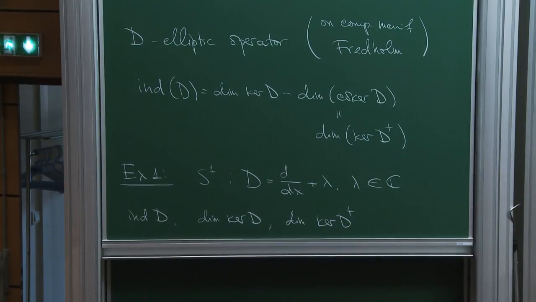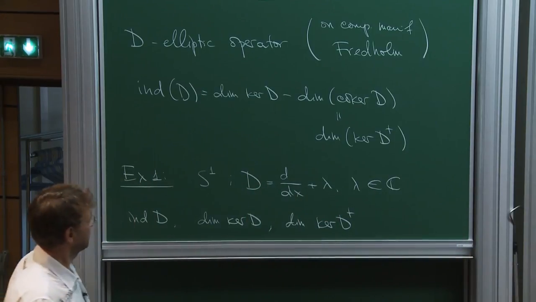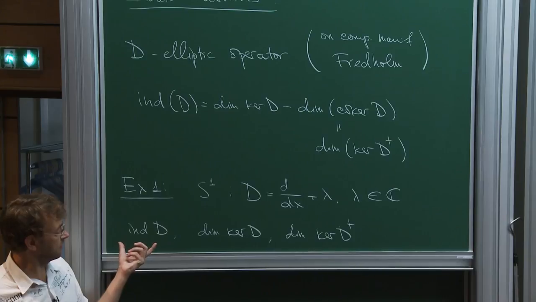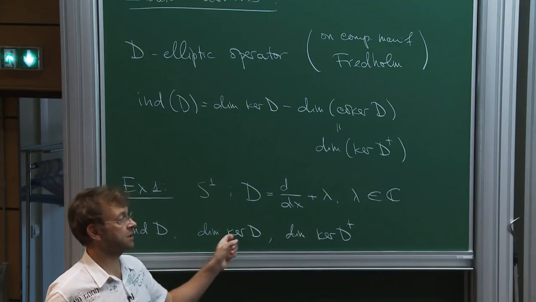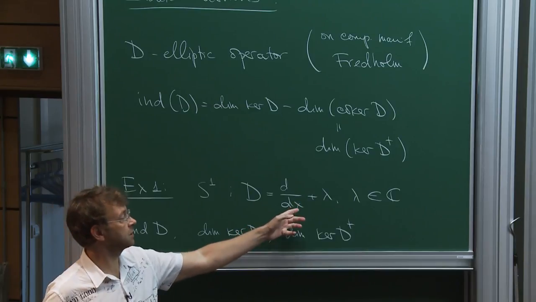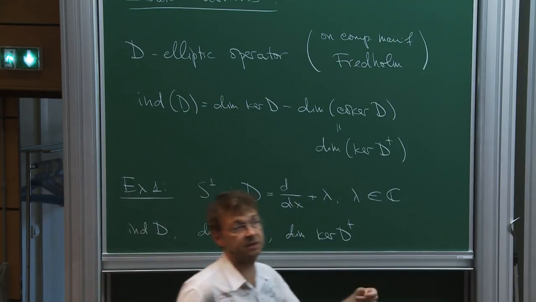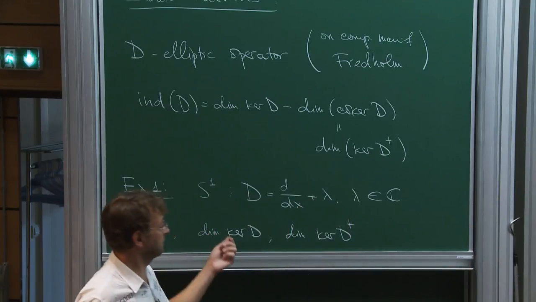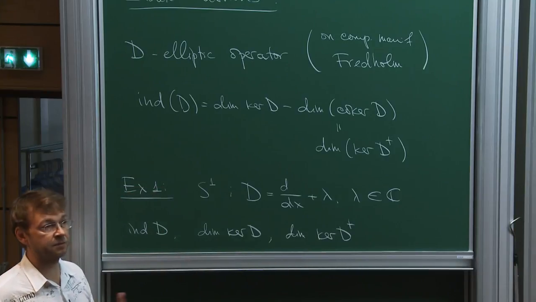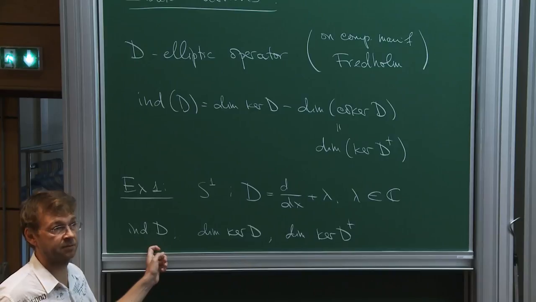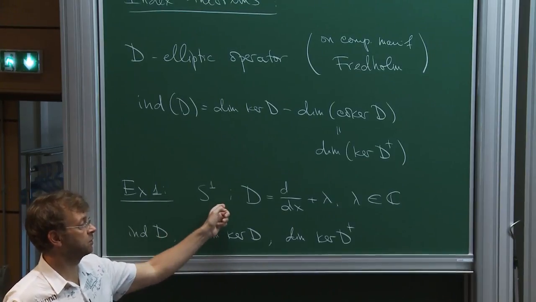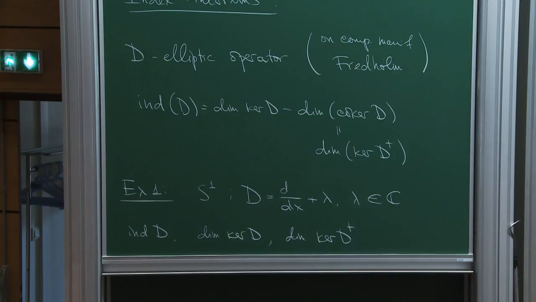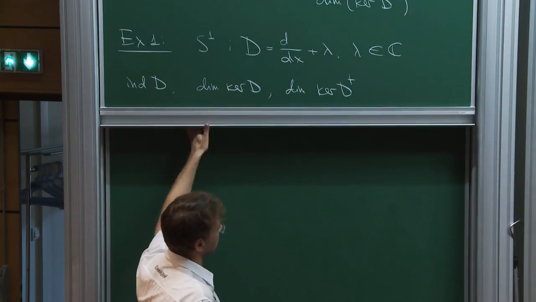What is good in this example is that the index will always be the same, whatever lambda is. The dimensions of the kernels will change for different lambdas, because you have to find the solutions, and of course, because you're solving this on the circle, you have to impose periodicity. It may not work for arbitrary lambda. So these things may change as you change the parameters of your operator. The index does not change. It will always be the same number. That's why it's a topological invariant. It depends more on the topology of the space and not very much on the operator. This is one important thing when I talk about index theorems. So this is one exercise.